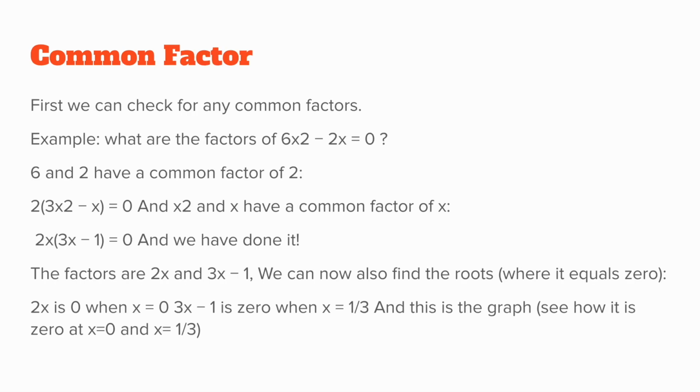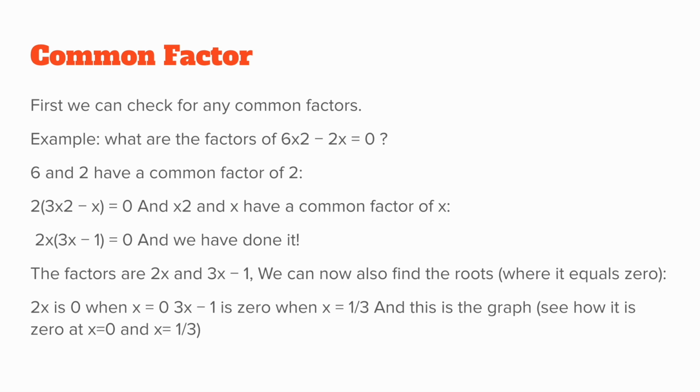Let's try to solve one question. What are the factors of 2x squared minus 2x equals 0? 2 and 2 have a common factor of 2. So 2 times (x squared minus x) equals 0. And x squared and x have a common factor of x. So 2x times (x minus 1) equals 0. And we have done it.